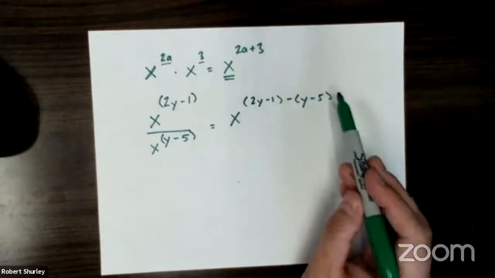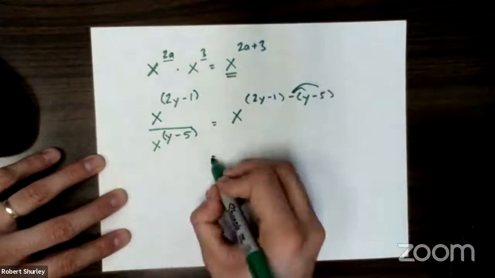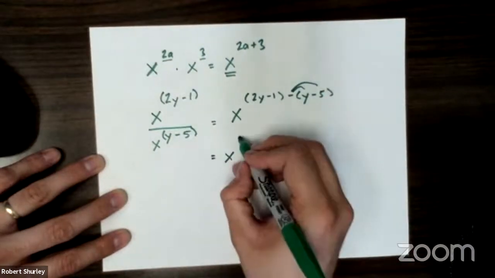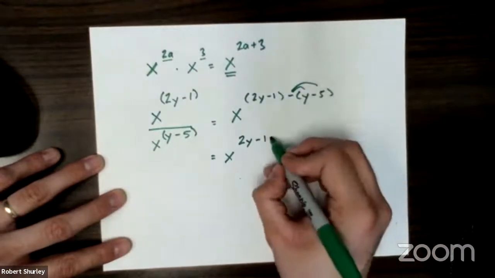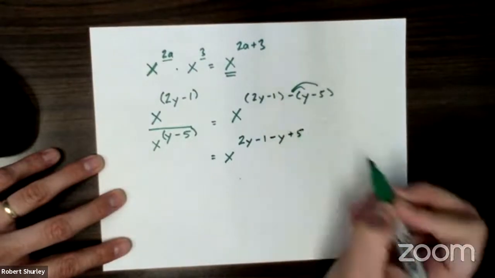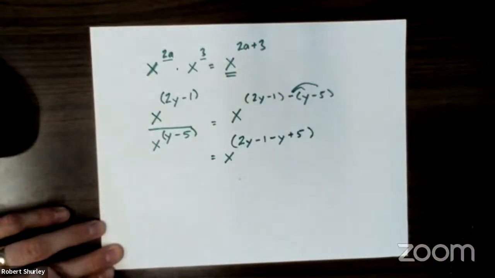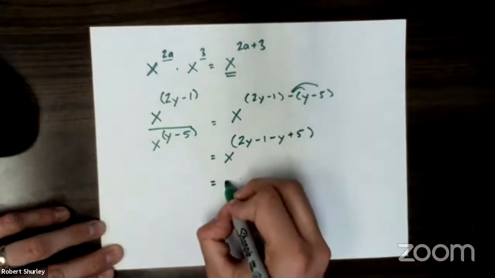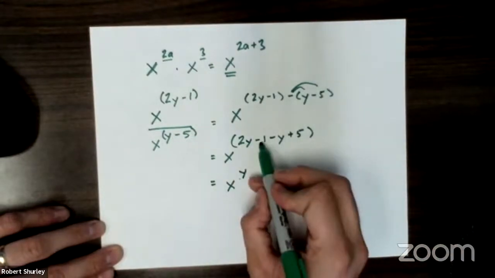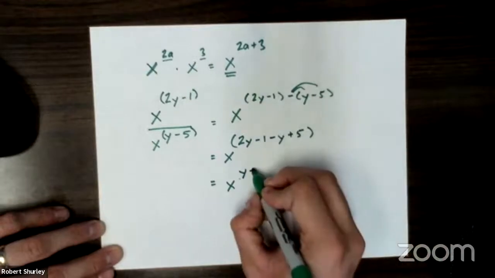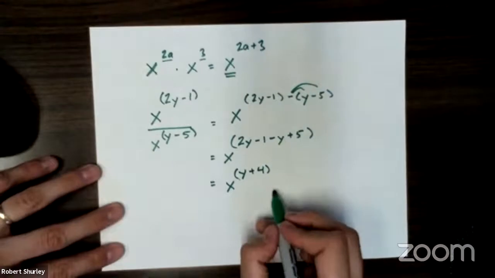And now we've got to combine like terms. Now, first, before we do that, we have to distribute that negative. So this winds up being x. Now I'm going to get rid of the parentheses here. 2y minus 1. You distribute that negative through, you get a minus y and a plus 5, right? So all of this is the exponent now, okay? All of this is the exponent now. I'm going to combine like terms. 2y minus y, that just leaves me with a y. Negative 1 plus 5, that leaves me with a plus 4. So that's my exponent.